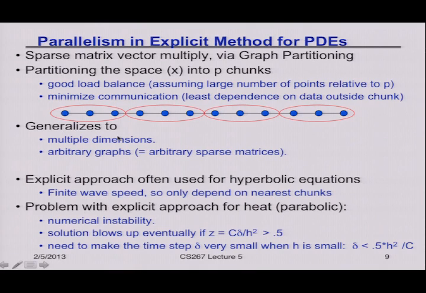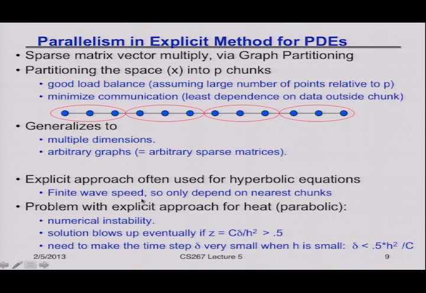And this can work in arbitrary dimensions. And this is what people often do when they solve hyperbolic equations, because there's a finite wave speed and everything works out fine. But there's a problem: even though I sort of derived it for you and it works for the heat equation, it's really numerically unstable.